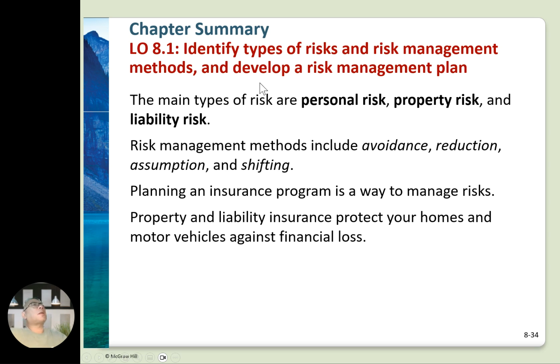Okay, this is the chapter summary. Basically, identify the types of risk and risk management as a whole. The types of risk we have mentioned are personal risk, property risk, and liability. This is the overall summary that we have discussed. And we can manage risk by doing avoidance, reduction, assumption, and shifting.